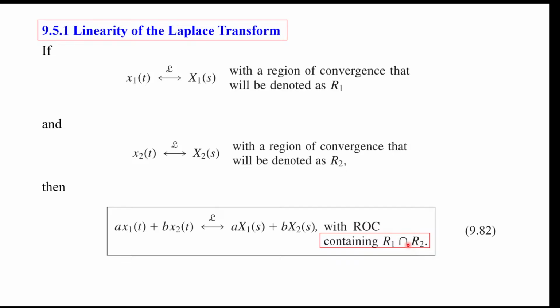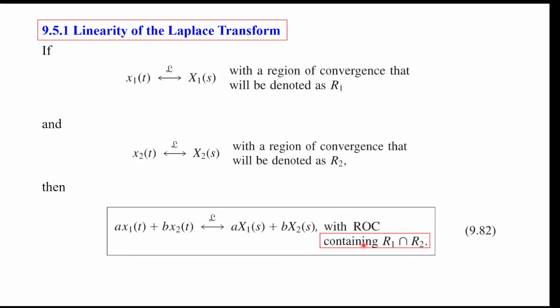So you have some X1 component here and some X2 component here. X1 only converges on R1, X2 only converges on R2, and you want both X1 and X2 to converge, so you want to be on this intersection between R1 and R2. Okay, so this intersection of R1 and R2 guarantees that you will converge on both X1 and X2.